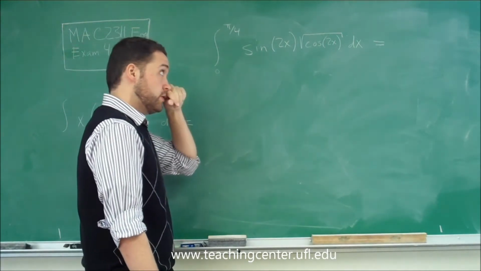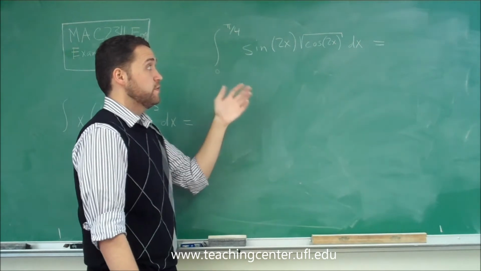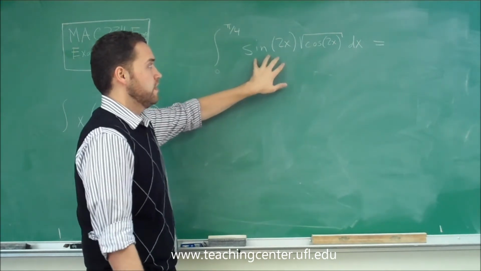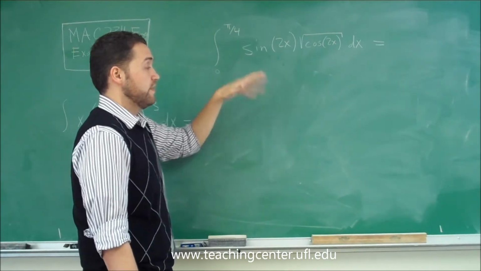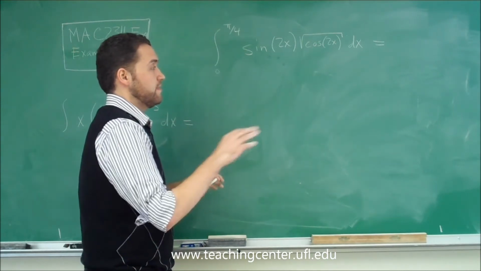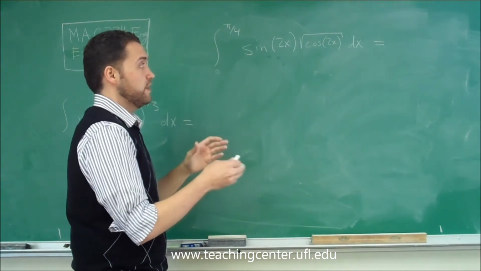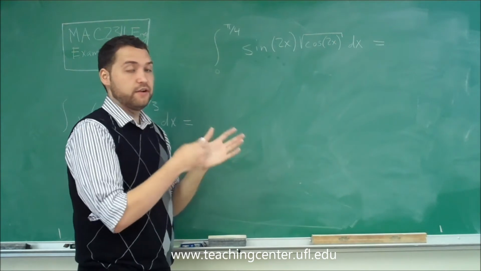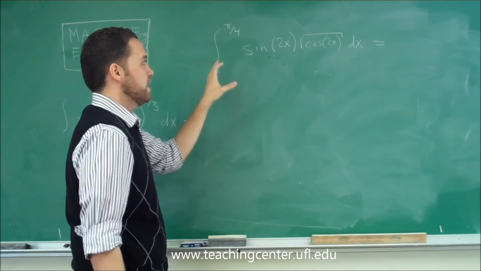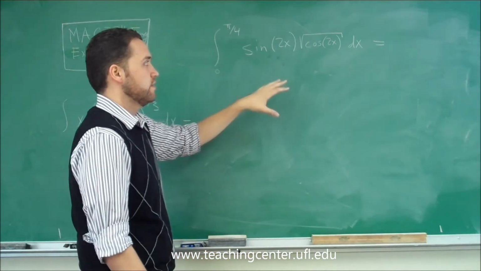All u substitution says is, let's try to substitute these terms that are in terms of x with something that's in terms of u. Hopefully, in doing so, we've simplified the integral enough so we can actually take it, because we don't know how to take this integral as is.